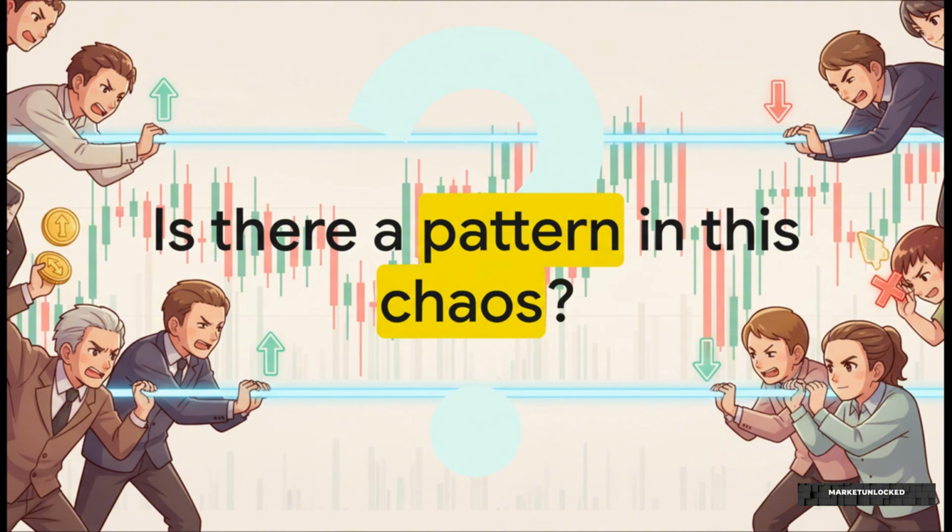You look at a stock chart for the first time, right? And what do you see? It's just this chaotic mess of squiggly lines going up and down. It feels totally random. But the real question is, is it? Or are there actual predictable patterns hiding in all that noise?